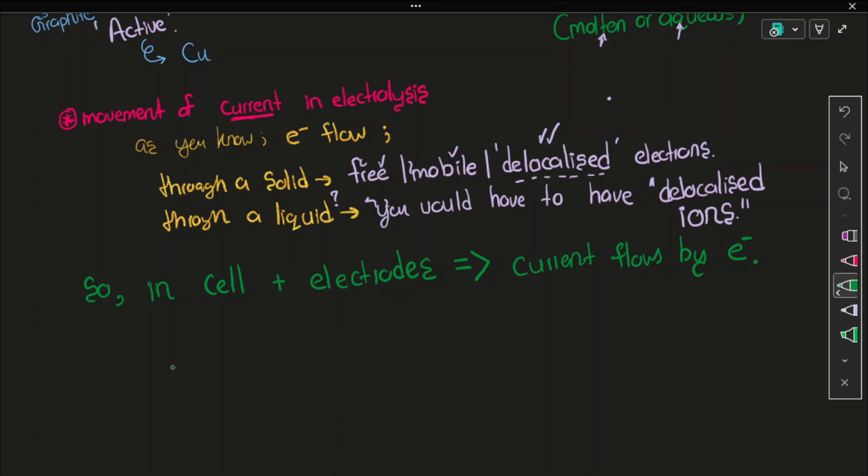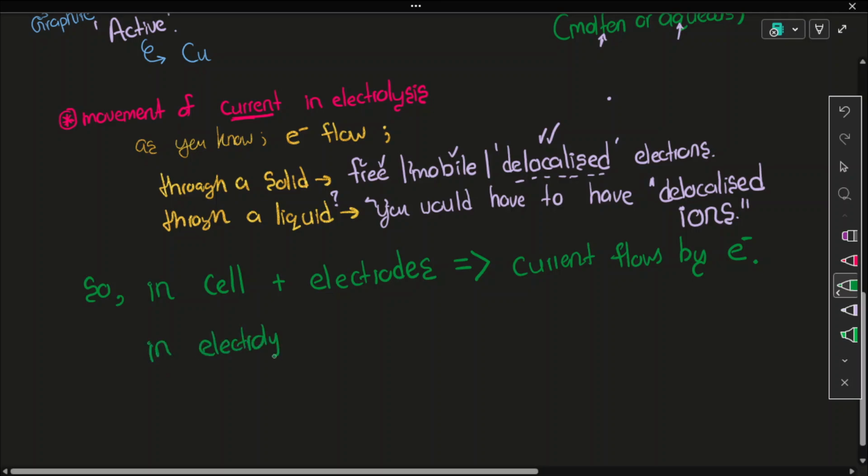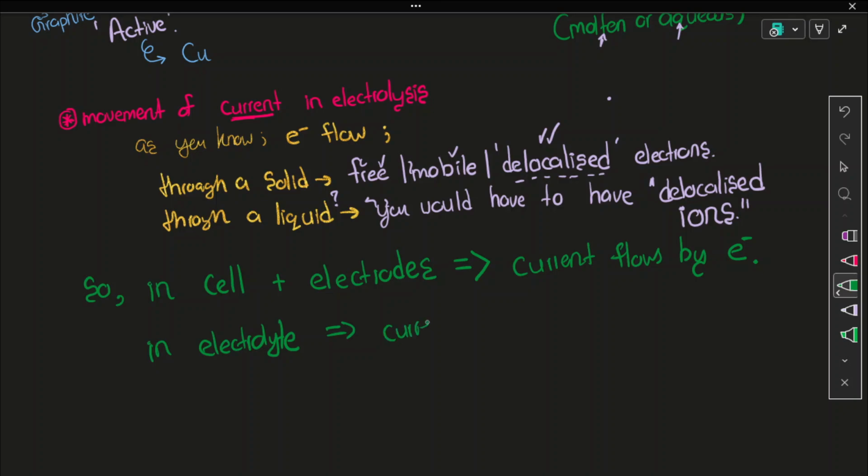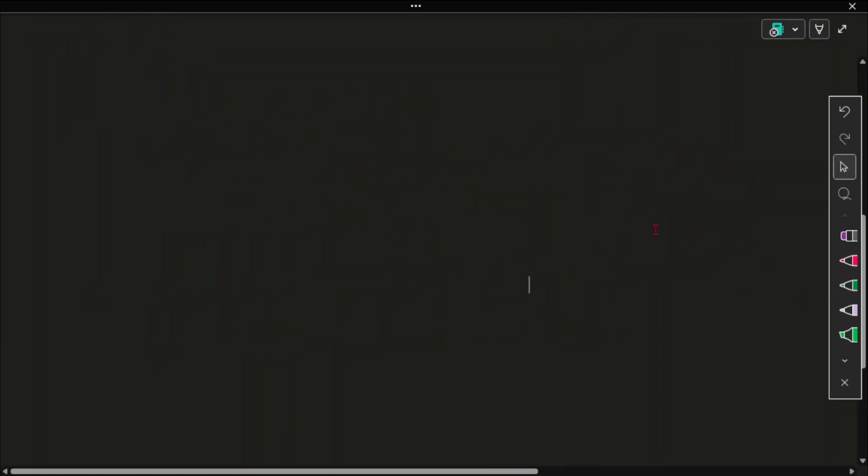Then what about the electrolyte? If you've been listening, you will know that the electrolyte is a liquid, so obviously current flows by ions, not just ions, once again, delocalized ions. Delocalized electrons, delocalized ions. Now this really opens us up to yet another concept under electrochemistry.